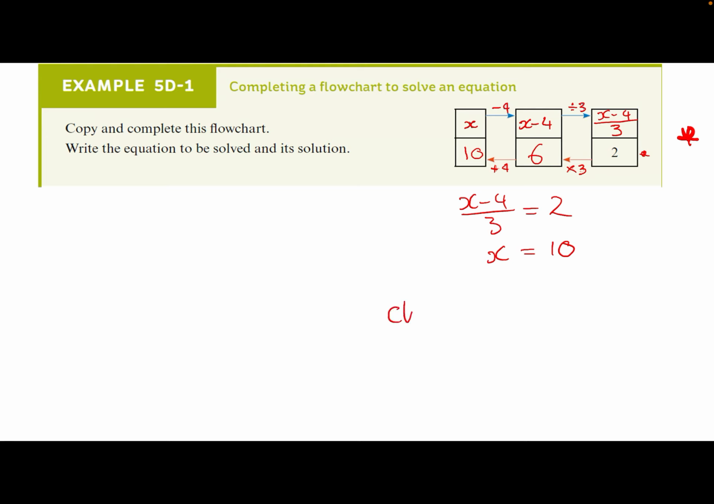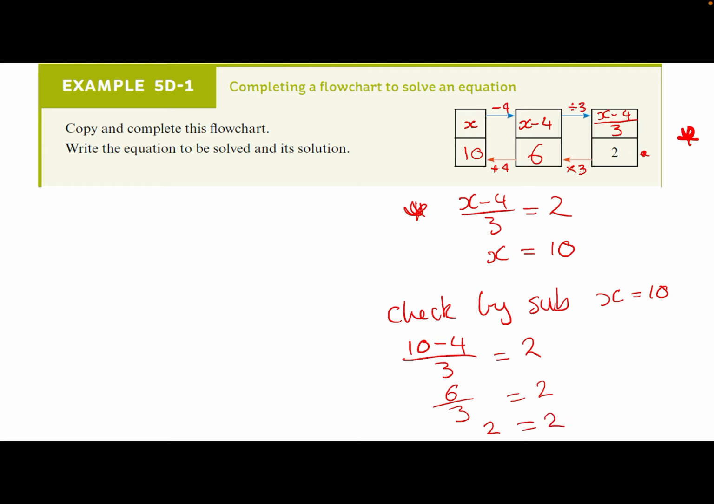All right, let's check it by substituting x equals 10. So we're going to write this equation, but instead of the x, we put a 10. So we've got 10 minus 4 over 3 equals 2. 10 minus 4 is 6. 6 over 3 equals 2. That means it's true. So that means we got our equation by backtracking or using our flowchart.